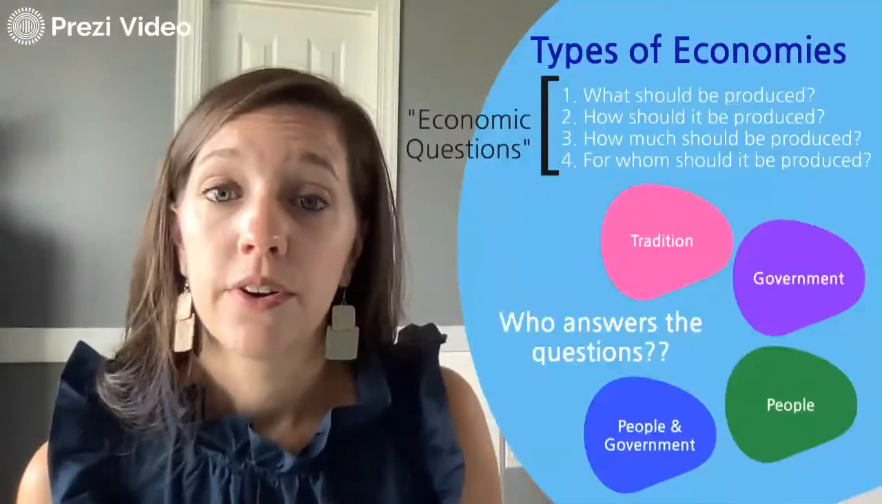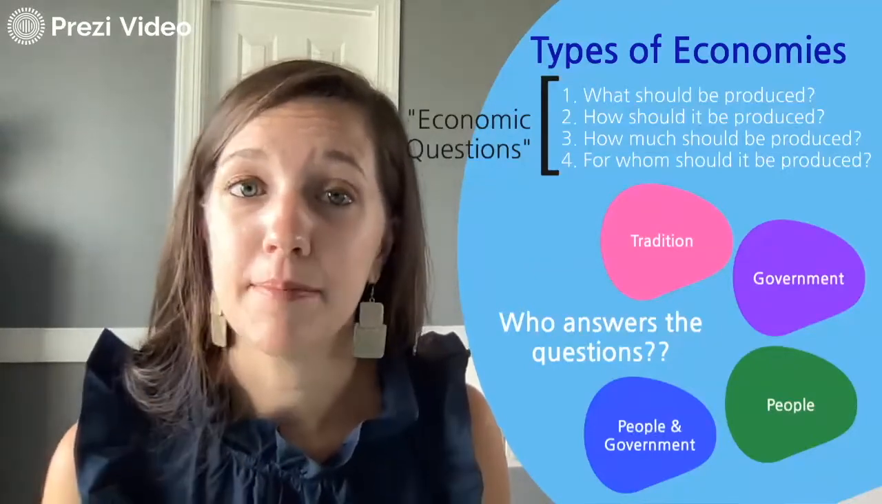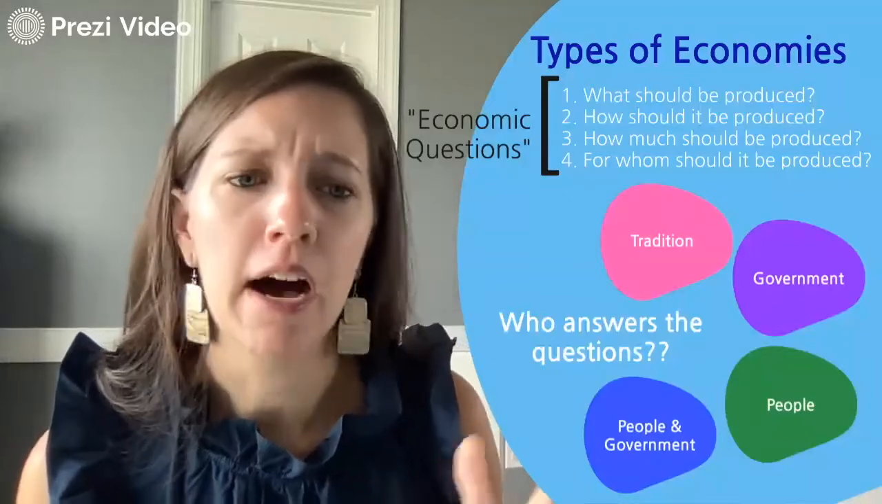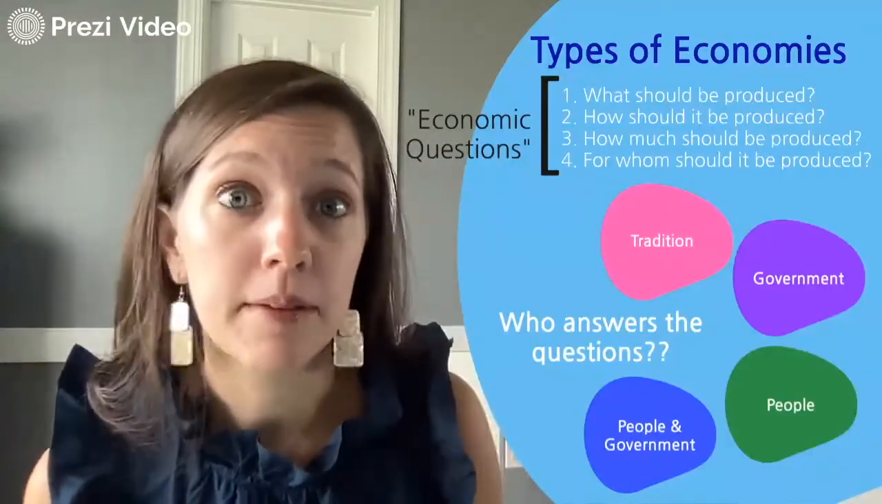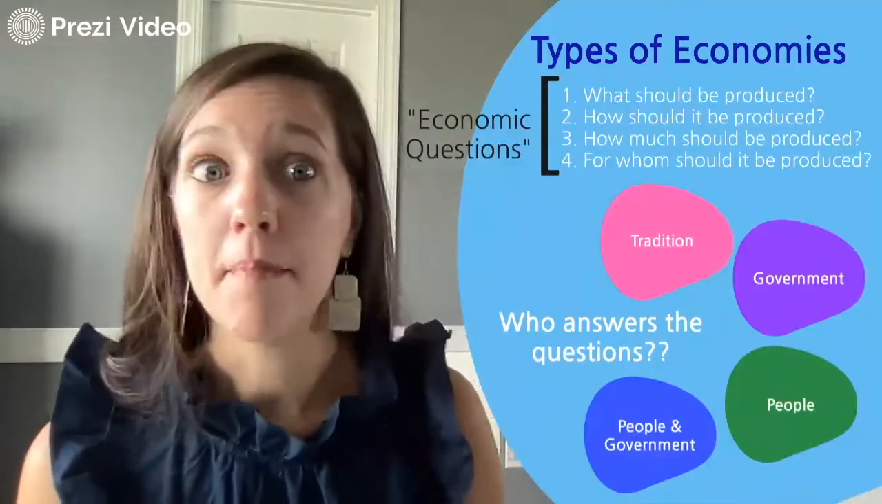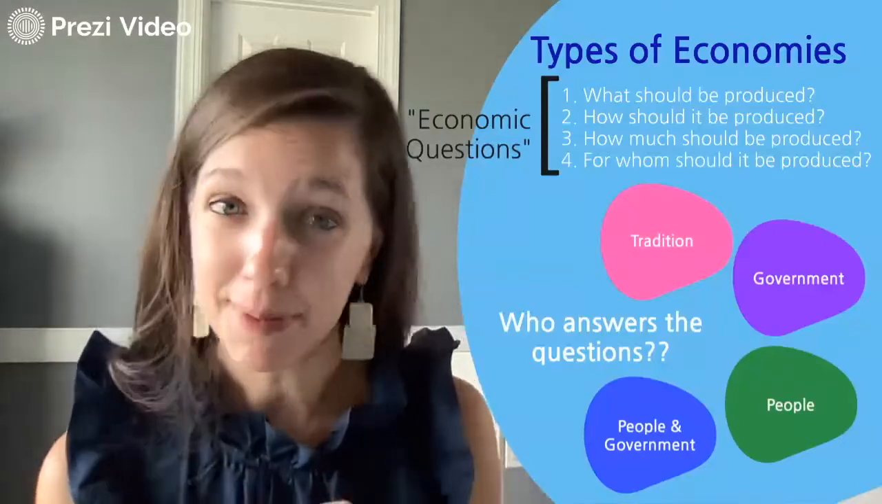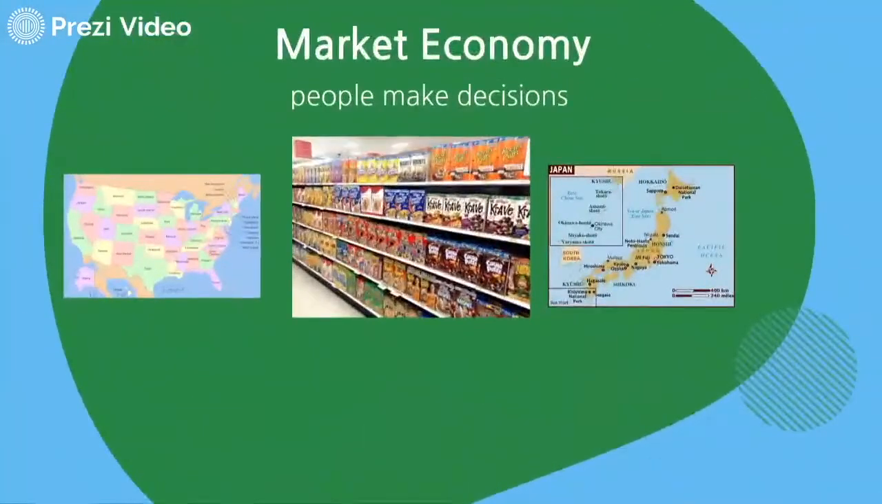All right, so far we've talked about traditional economies and we talked about command economies. Now, if the people, our green blob over here, answer the questions: what should be produced, how should it be produced, how much, and for whom it should be produced. If the people are answering those questions, then we have what's called a market economy. The people make the decisions. We see this in the United States, as I gave the example earlier, a cereal aisle.